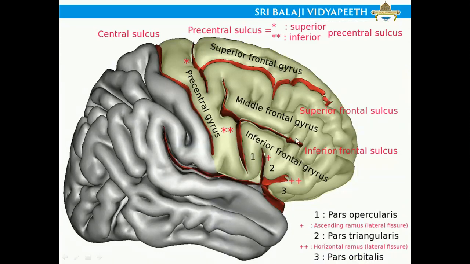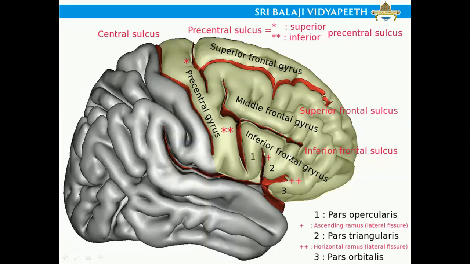So let's talk about the frontal lobe first. In the frontal lobe, we are able to see that this is the central sulcus that divides the frontal lobe from the parietal lobe, and the greenish colored area that you see here is the frontal area. The frontal lobe of the brain involves three gyruses, the superior frontal gyrus, the middle frontal gyrus and the inferior frontal gyrus, and they are being separated by two sulcuses. This is the superior frontal sulcus, middle frontal sulcus and the inferior frontal sulcus.